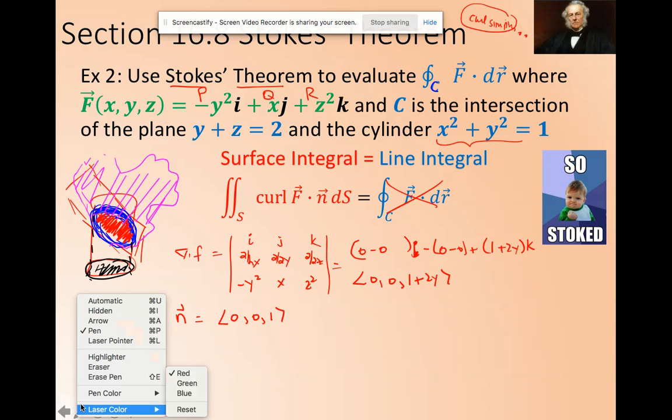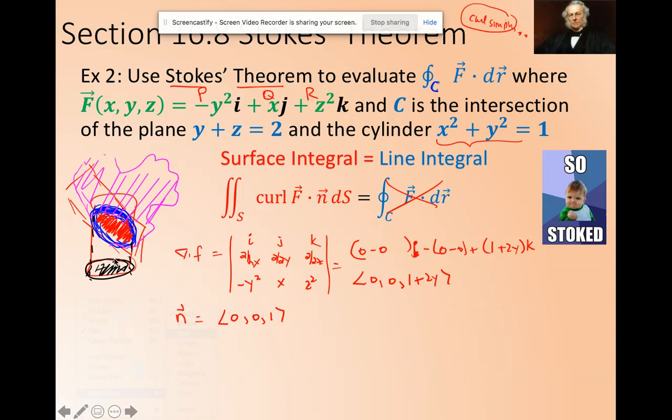And the normal from that is 0, 0, 1. So my surface integral turns into a regular double integral dA. And I have 0, 0, 1 plus 2y dotted with 0, 0, 1. Hopefully you can see that as just 1 plus 2y.